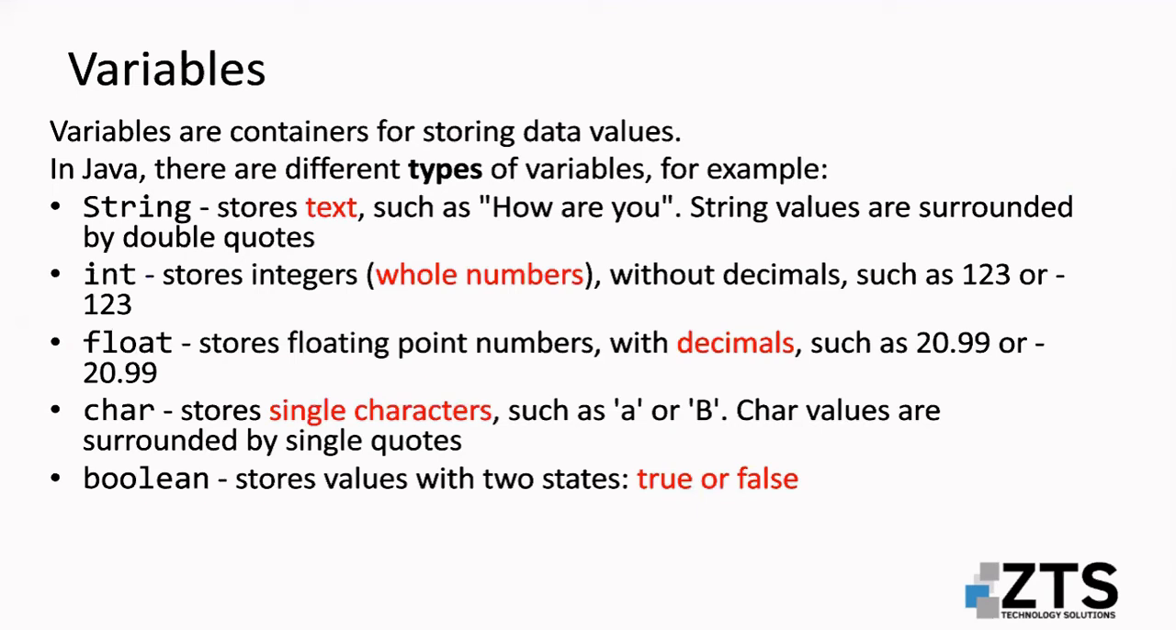Integer stores whole numbers without any decimal or floating point, and float stores floating point numbers with decimals. Character stores a single character value surrounded by single quotes. Boolean stores two states: either it will be true or false.